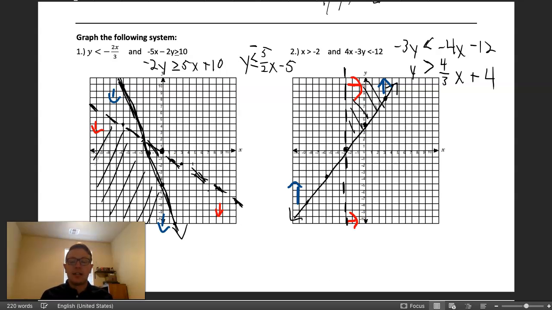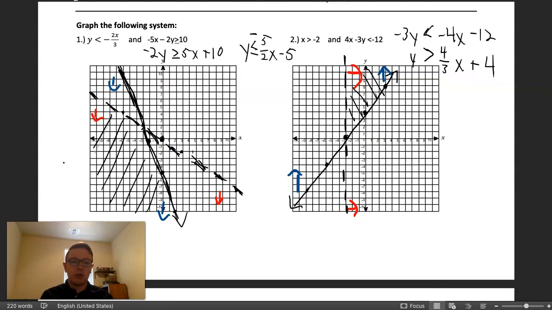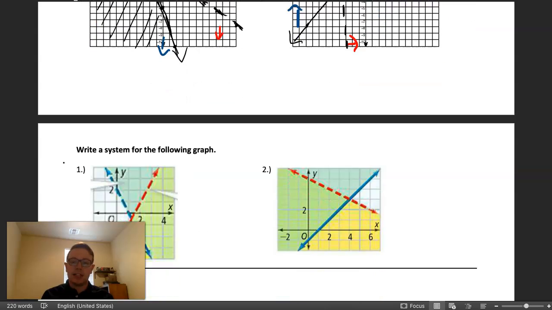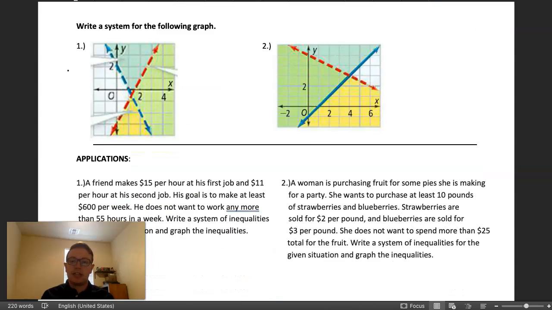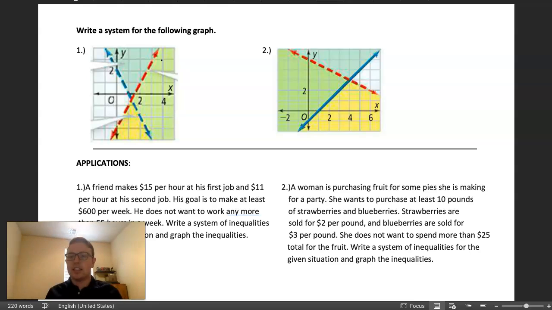All right, that's how we graph an inequality, given that we have 2 inequalities. Let's go the opposite way. Now we're going to write a system for the graph, given that we have the graph. Now, how are we going to do this? Well, let's figure out which way each of these lines are shaded. This one appears to be shaded up. The red one appears to be shaded down. And this green area here appears to be our overlap.